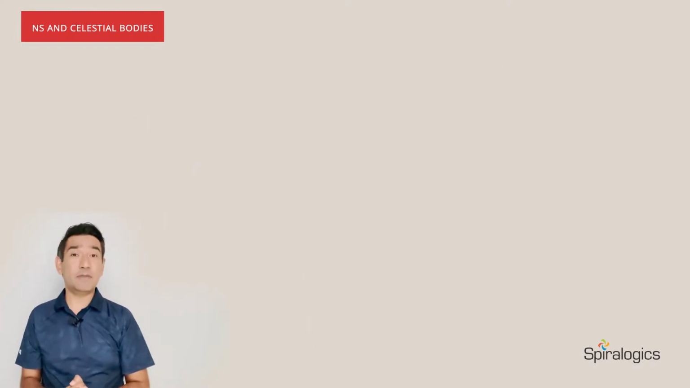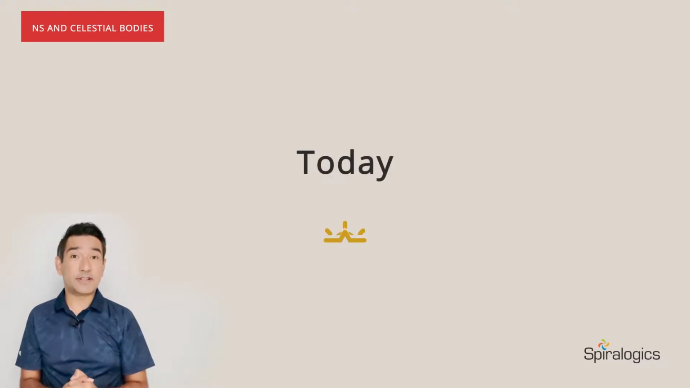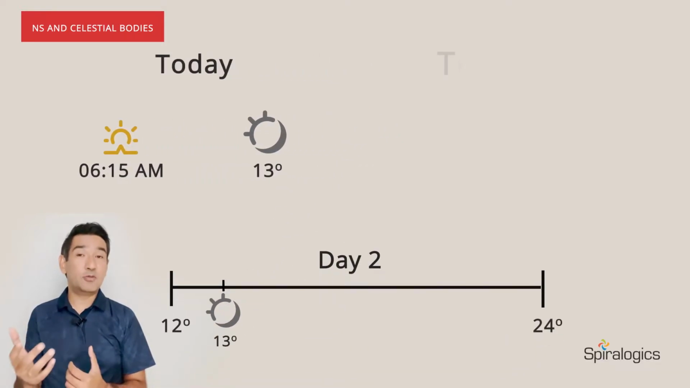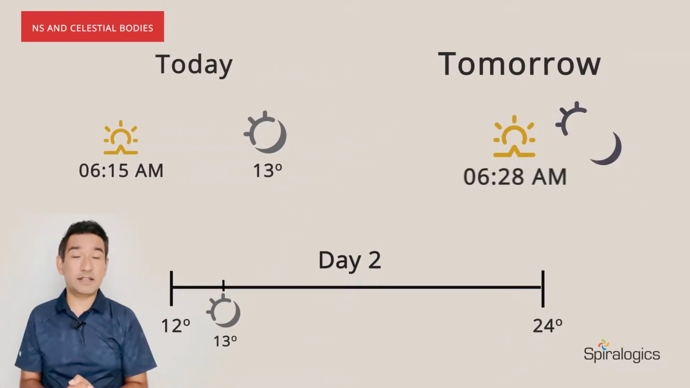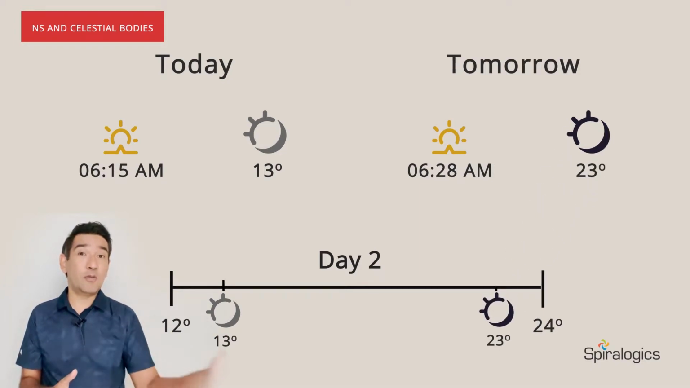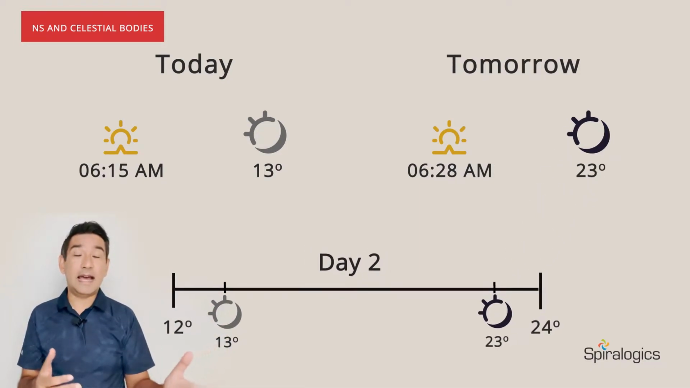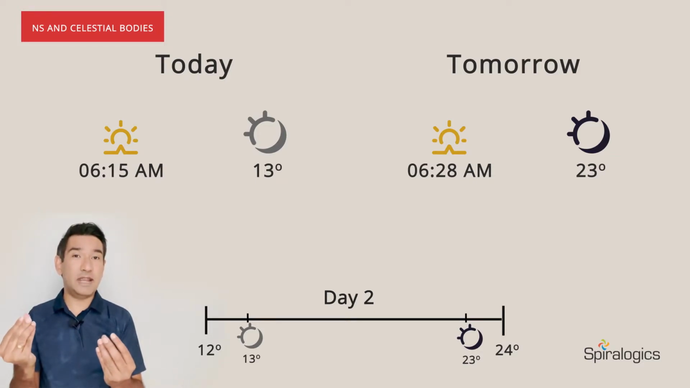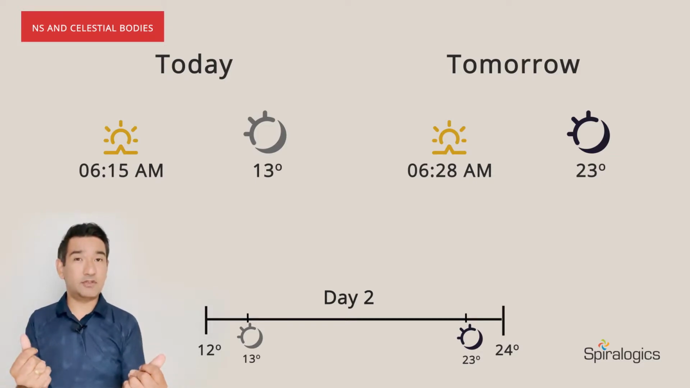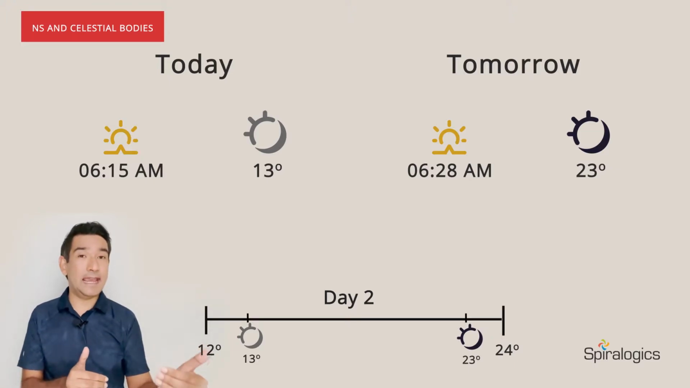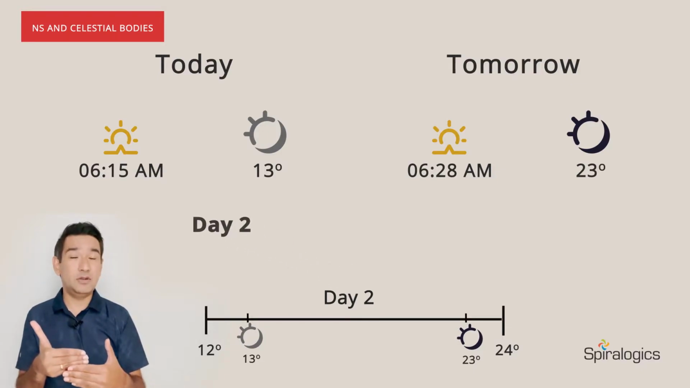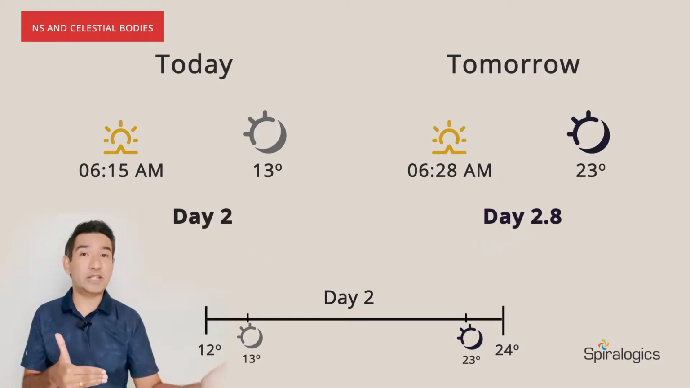Now the Tithis can be repeated. For example, today at sunrise, the lunar phase angle was at 13 degrees. And tomorrow at sunrise, the lunar phase angle is at 23 degrees, making tomorrow as well day 2. Now, to avoid this confusion of having two same days on two consecutive solar days, we add .8 to indicate that it is a repeated date. So today it will be day 2, tomorrow it will be day 2.8.